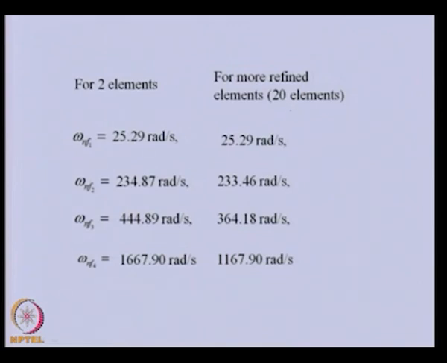If there is not much change up to the mode we want, based on that we can decide how many elements we should choose. This is called convergence study, in which we gradually increase the number of elements and see the change in the natural frequencies. If there is not much change up to the mode we require, we stop the number of elements at that position, because if we increase the number of elements, obviously computational time will be more and more. So we need some kind of trade-off between the number of elements, the computation time and the accuracy.